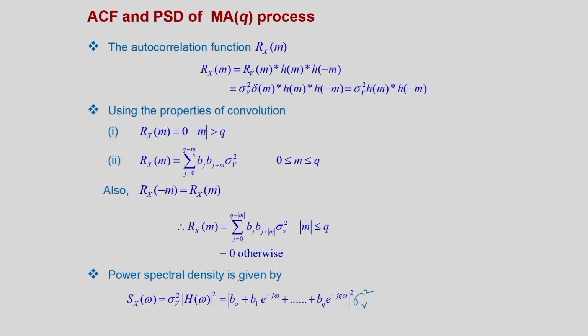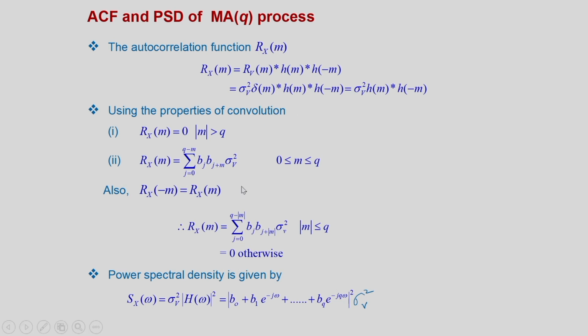Now, the power spectral density, PSD, of x[n] is given by Sx(ω) = σv² |H(ω)|². That is, we established that relationship. Now, I know H(ω) = b0 + b1 e^(-jω) + ... + bq e^(-jωq). So, therefore, the PSD is the mod of this expression squared, multiplied by σv². This is the power spectral density of an MA(q) process.